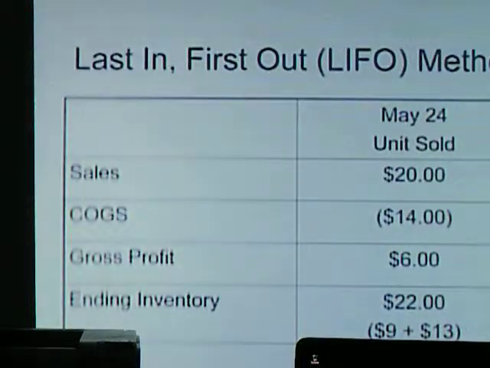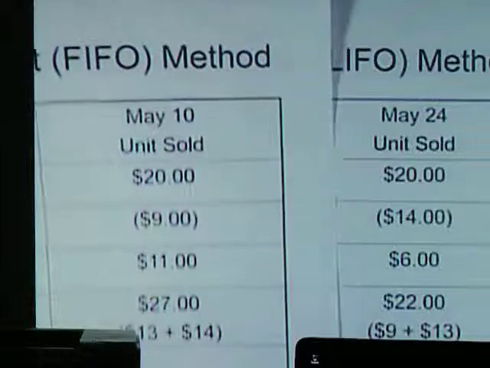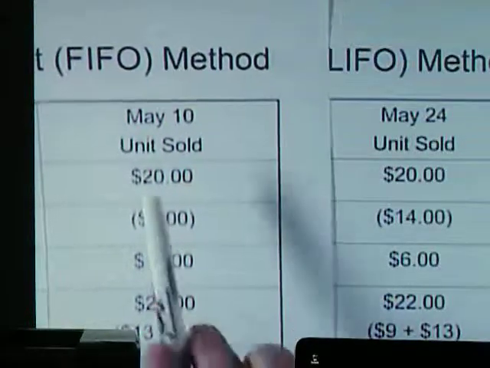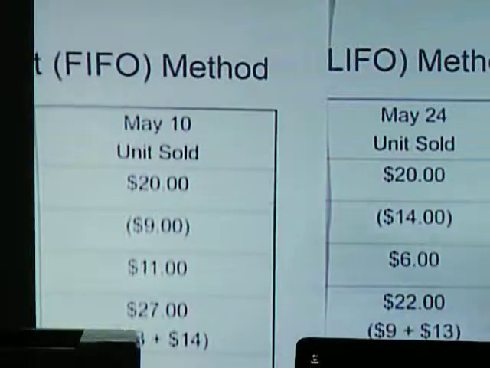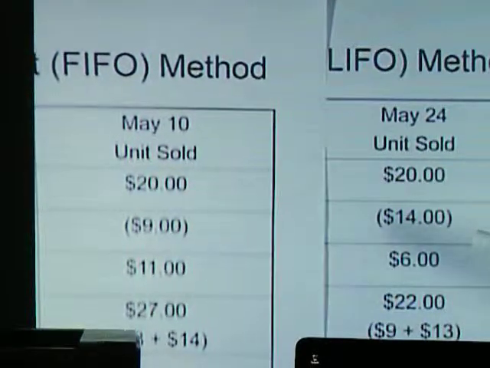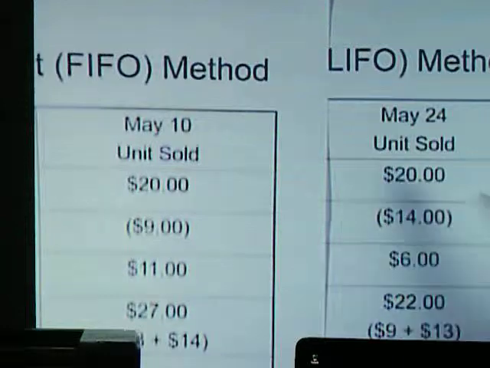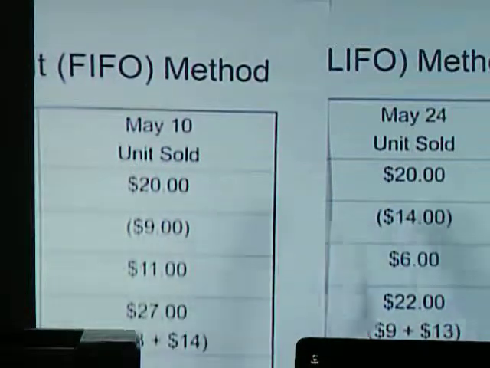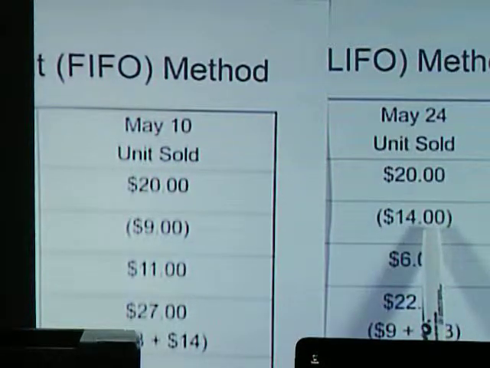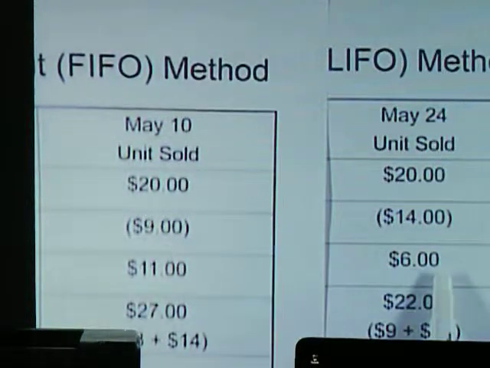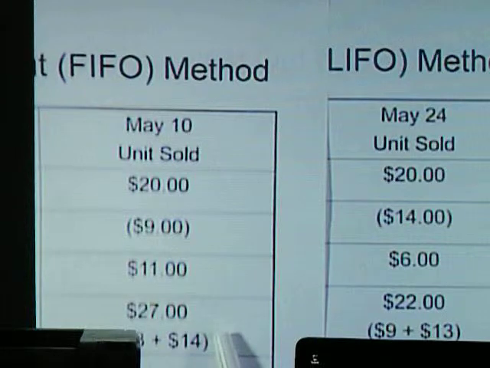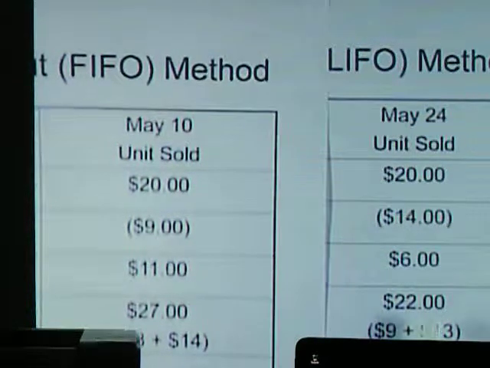Now, if I was working under the same company and wanted to compare these, this being FIFO, this being LIFO, we see our sales don't change, they're $20, but the actual cost of goods sold is totally different. Under the FIFO method it's $9, whereas under the LIFO method it's $14. Gross profit is $11 under FIFO, $6 under LIFO. I have a higher ending inventory for FIFO, and a lower inventory for the LIFO method.